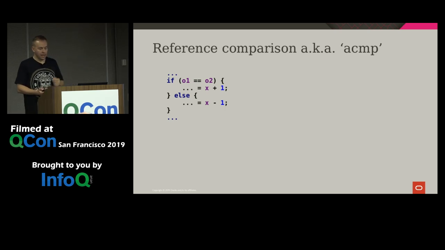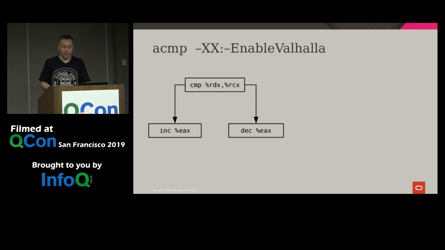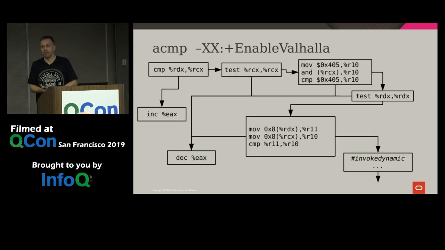Okay, that is the code which I wrote, and let's check which assembly we got after compilation. That is the code for good old Java, like you will get right now. Just compare two references and do one action or another action. That is Valhalla.